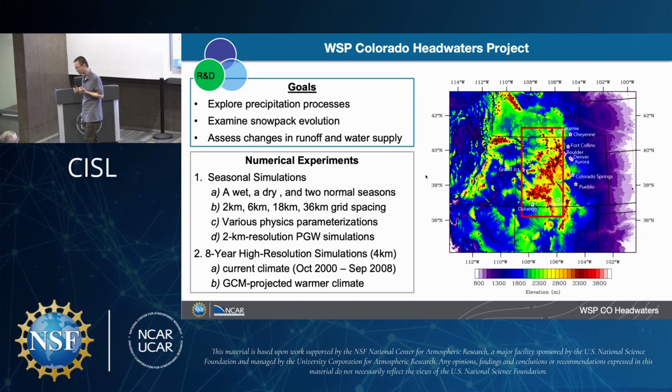Colorado headwaters are very important to a lot of different river basins and provide the water sources for a lot of the population. So we used this as a test bed and set up that experiment using multiple grid spacings, and also explored a relatively long-term simulation, 8 years over the whole area continuously. And we also implemented the pseudo-global warming strategy to study the climate change impact on water resources or precipitation processes over that region.